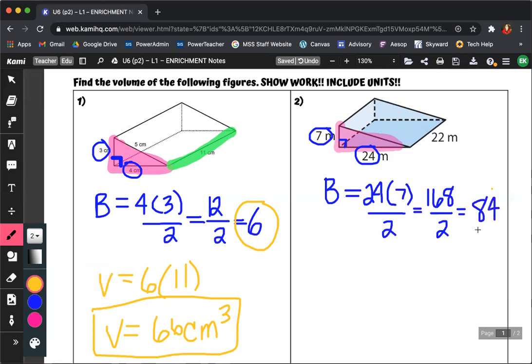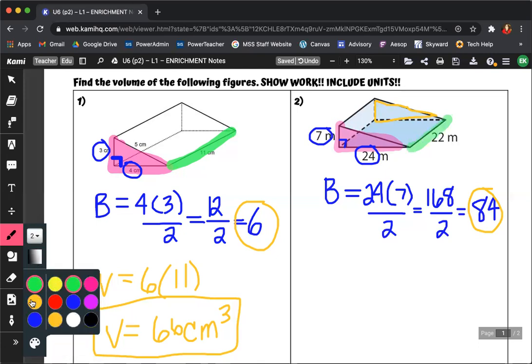So that is the area of my base of that triangle. Then I'm finding the height of the prism, so I'm looking for what is going to connect the two triangles to each other. So what side length is connecting those? And that is going to be this length right here of 22 is connecting those two triangles to each other. So that is our height of the prism.